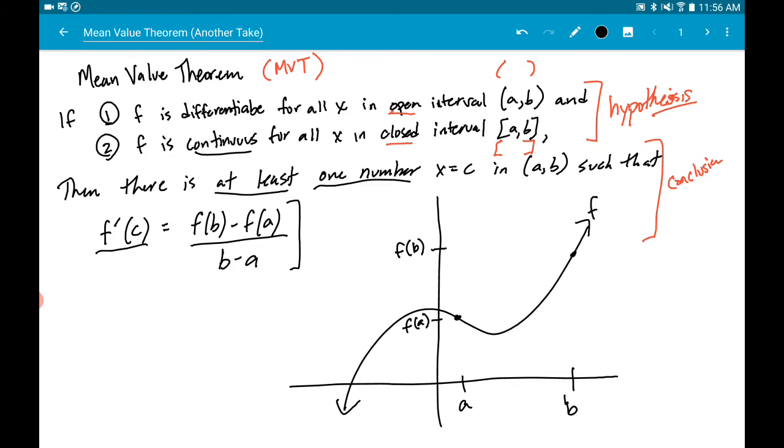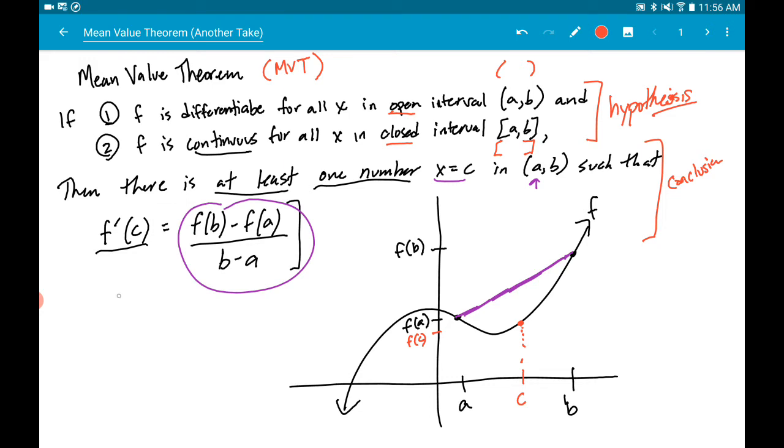So here's what it says. This part right here says that if we look at the slope between b and a, that's the slope formula, and the slope would be the slope of this purple line. It says that there's at least one c value in a and b. So if we find some c value, we're going to show you how to find that. If we find a c value somewhere in here, this value would be f of c.